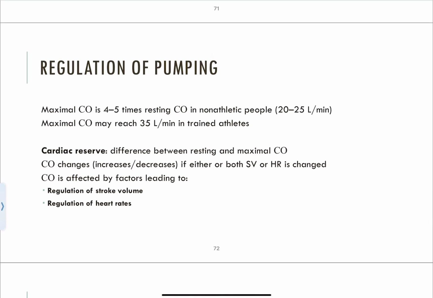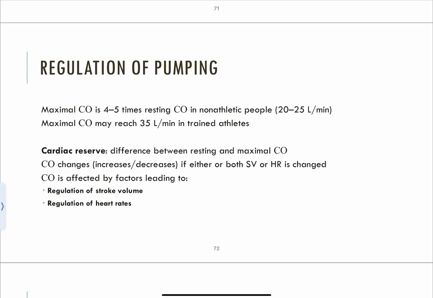Our maximal cardiac output is about 4 to 5 times the resting cardiac output in non-athletic people, so about 20 to 25 liters per minute. Maximal cardiac output can reach up to about 35 liters per minute if you're a trained athlete. We have something called the cardiac reserve, which is the difference between our resting cardiac output and our personal maximal cardiac output.